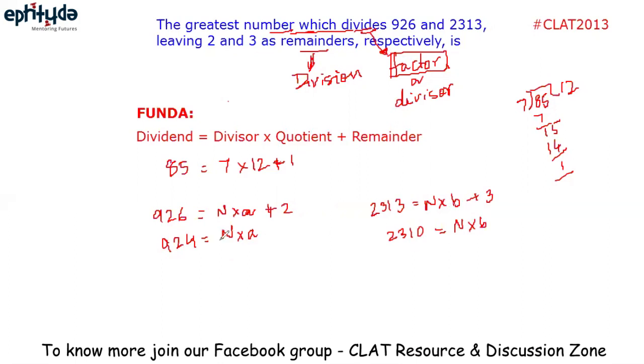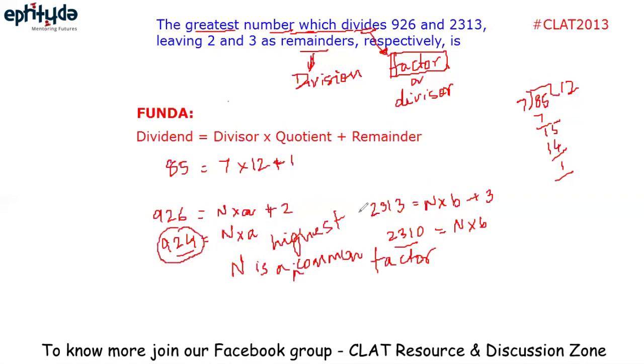So we have n is a factor of two numbers, 924 and 2310, which means n is a factor that is common to both these numbers, which means n is a common factor. And if you now go back and read the question, it says we want the greatest such number, which means we want the highest common factor. Of which numbers? We want the highest common factor of the numbers we just identified, 924 and 2310.